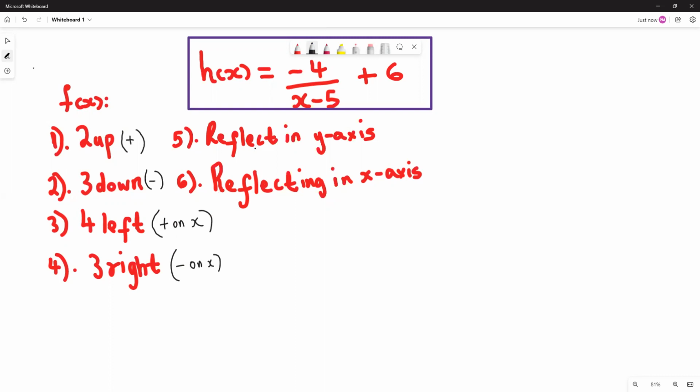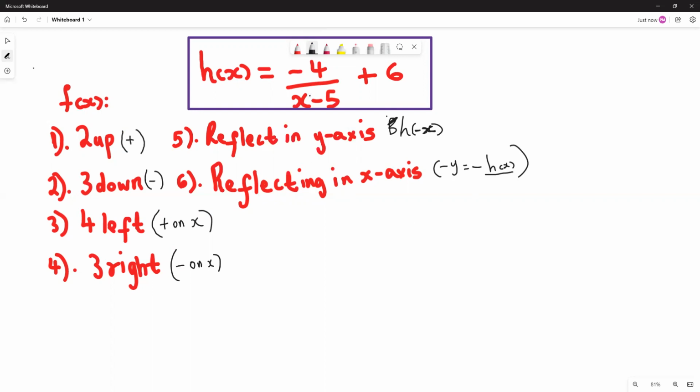Then remember, reflection in the y-axis. Remember, we said they are the opposite. Reflection in the y-axis means you make x negative. In the y-axis, the x becomes negative, so you are going to input negative x. Then in the x-axis, you make y negative. Remember, y being negative is like you basically have negative h of x, because h of x is y, so it's negative there.